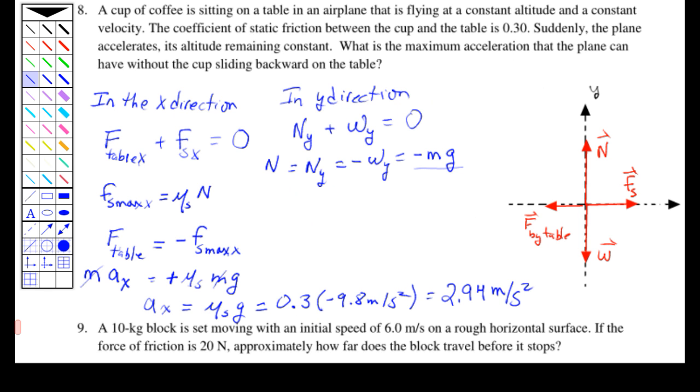Okay, in our problem, the only value we're given is the coefficient of friction, which is to 2 significant figures. So I'm going to write this answer to two significant figures, which is just 2.9 meters per second squared. Okay, that's it.